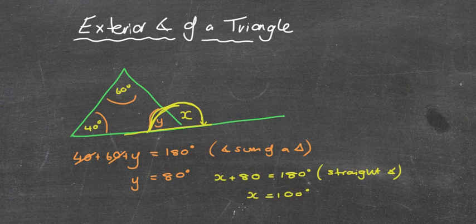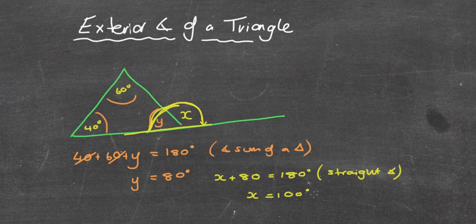Now, that is a very good way to find the exterior angle of a triangle. It is a little bit long, okay? I had to find out the other angle, so the interior angle y, and then use that for the angle sum of a straight line or a straight angle to find that x equals 100.